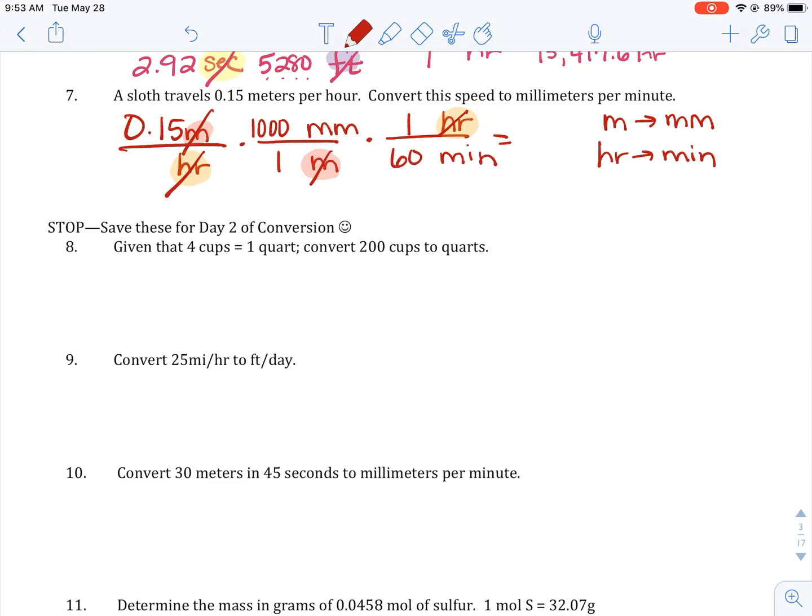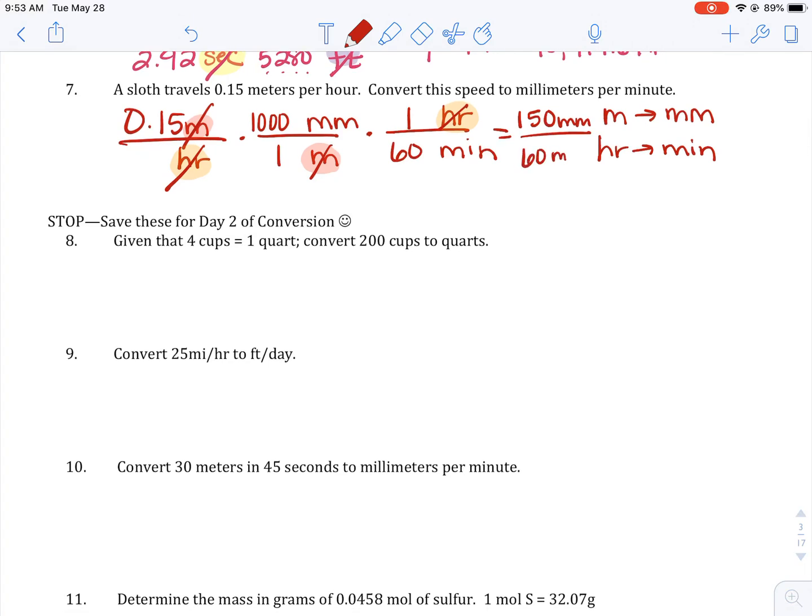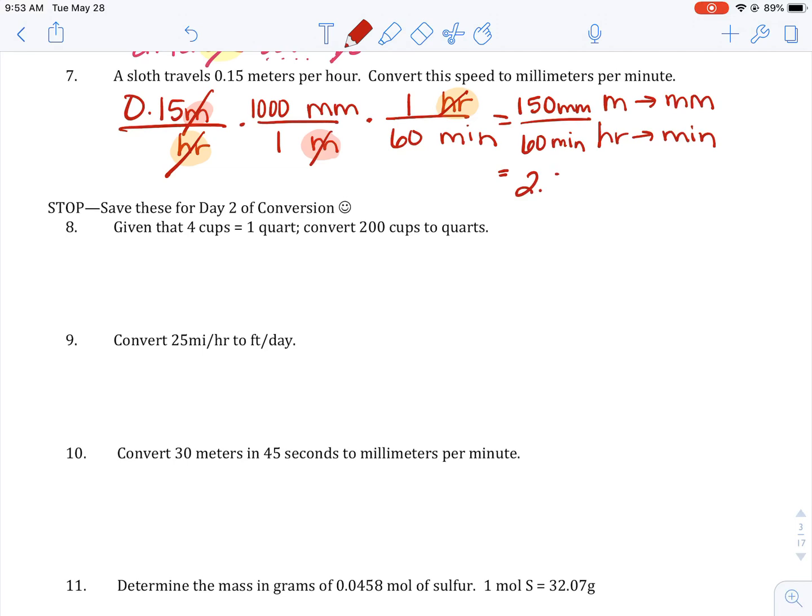So in the numerator, I'm taking 0.15 times 1,000, so I get 150 millimeters. In the denominator, I'm taking 1 times 60, so I get 60 minutes. And recall, we want our answer as a unit rate. So if I take 150 divided by 60, I get 2.5 millimeters per minute.